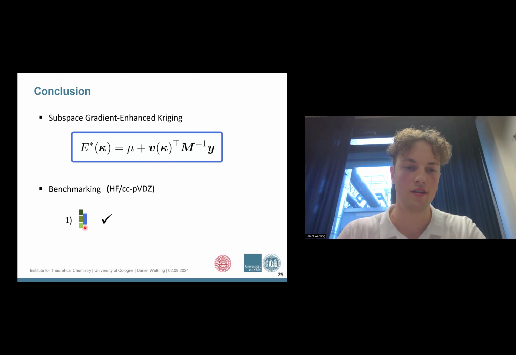But what remains is this competition between this combination of BFGS and Kriging and DIIS and Kriging. So you can look forward to this new publication that is coming, where we actually see if this is the new SCF procedure.